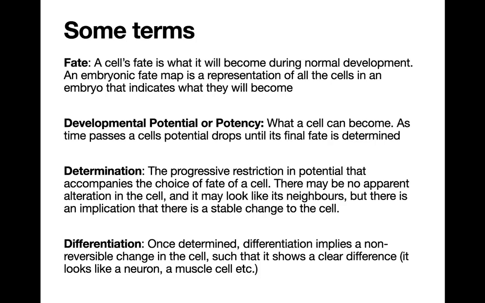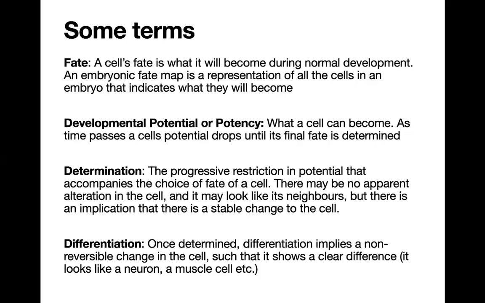There's another term I used, potential, or potency. Developmental potential is what a cell can become, and this is slightly different from fate. A cell at different times has a number of choices it can make, but over time that potential becomes more and more restricted. As time passes, the cell's potential drops until its final fate is determined. Determination is part of this idea of potential. This is a progressive restriction in potential that accompanies the choice of a fate of a cell.